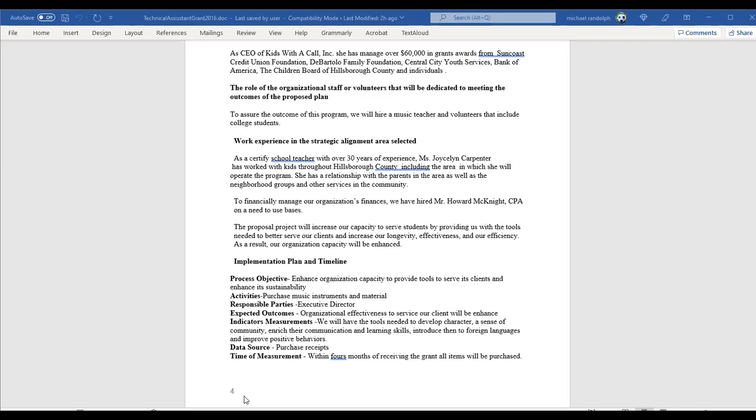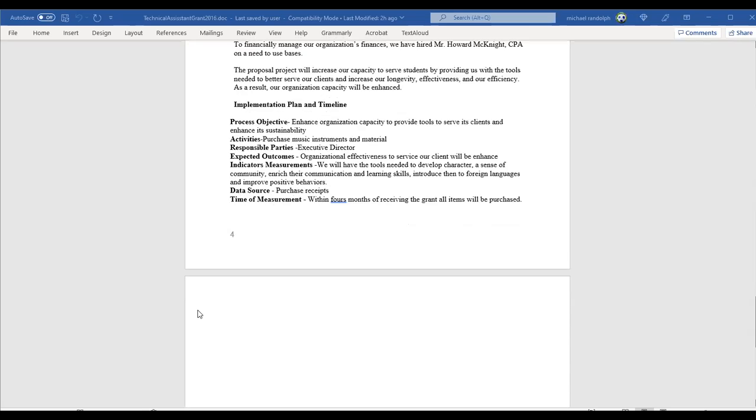Okay, now notice how this is what? This is a logic model right here. Right. Think about it, y'all. That's why we went over that logic model. The only thing they did was take that model that was in graphic form and put it like this. And they call it what? Implementation plan and timeline. Yep, that's the logic model. Okay, let's continue.